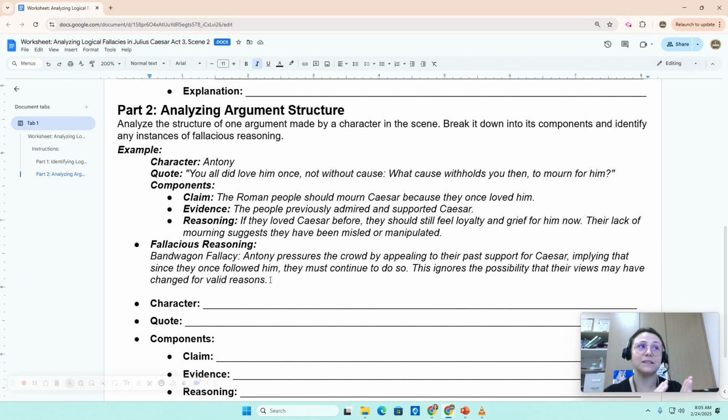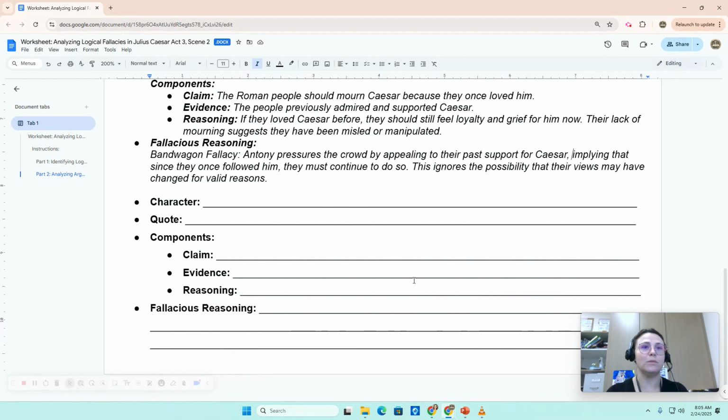There can be fallacies in an argument and it can still be strong, but I need you guys to recognize the difference. So if you have any questions, you can email me and let me know.